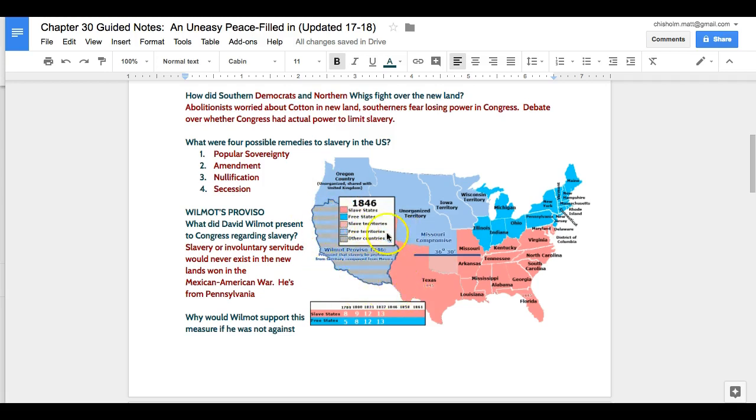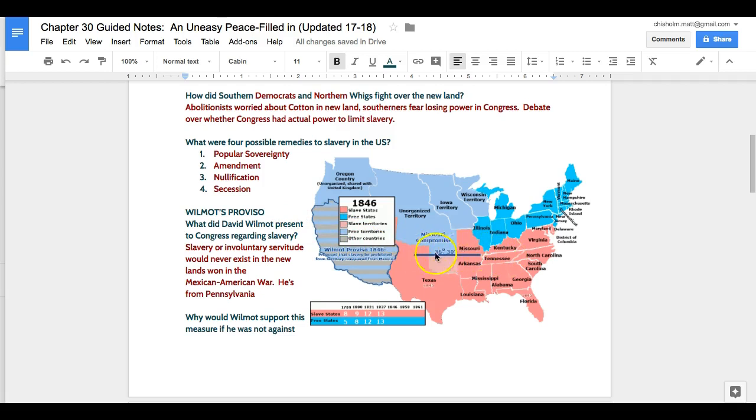All right, so this sort of area was won in the Mexican-American War, and there's a lot of debate over whether slavery should go there or not, okay? Southern Democrats are going to fight Northern Whigs over what to do. And abolitionists are worried about cotton in this new area. So abolitionists don't want cotton to spread all the way to the coast, right? That would clearly kind of make a purely slave South all the way across the southern boundary of America.